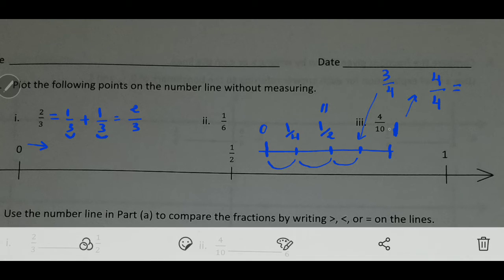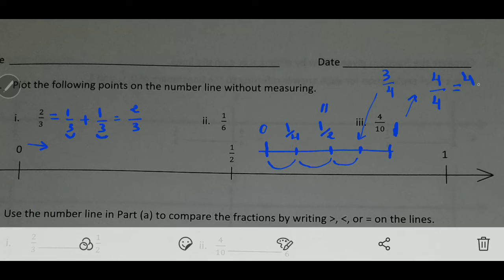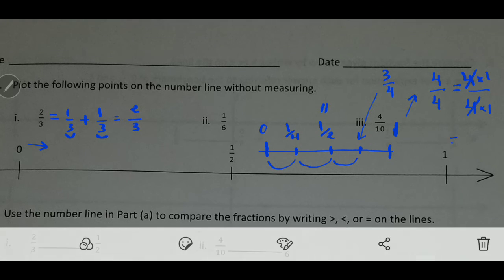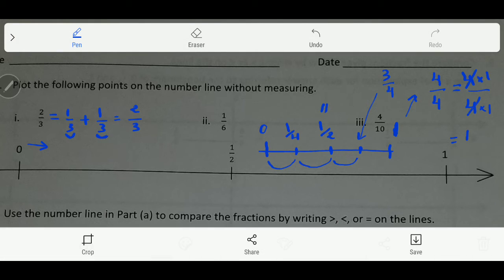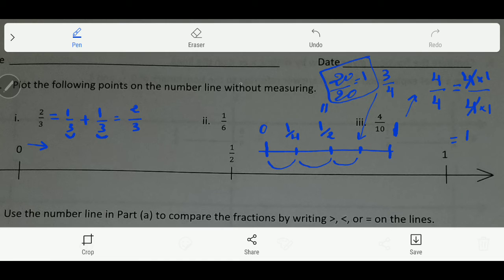What did I just say about simplifying? 4 quarters is 4 over 4, which is the same as 4 times 1 over 4 times 1. This is easy, right? So 4 cancels out. We end up with 1 over 1, which is just 1, right? Also, whenever you have the same number, let's say 20 over 20, what is 20 over 20? It equals 1. Any number you divide by the same number, they cancel each other.